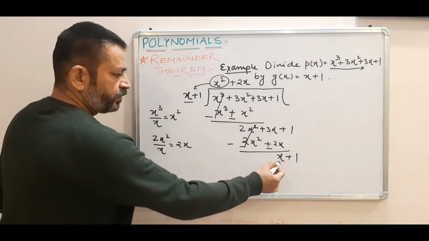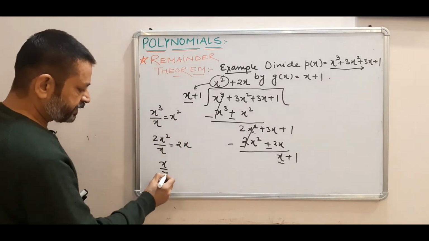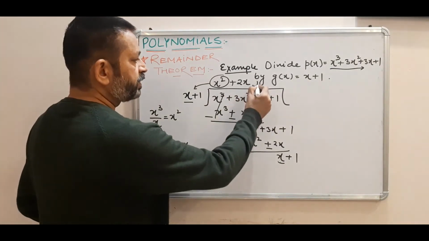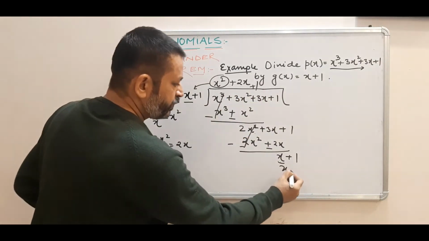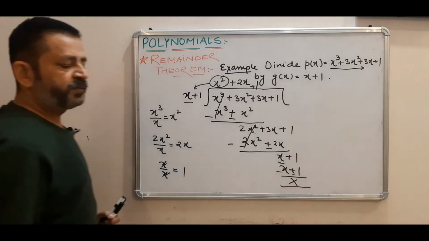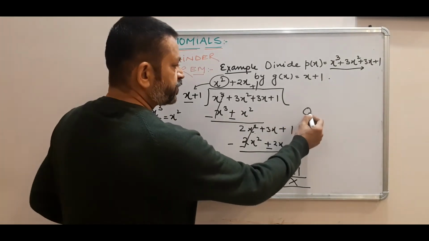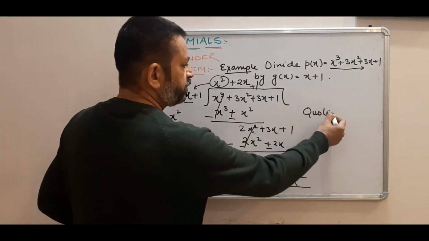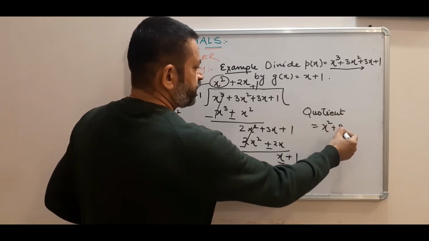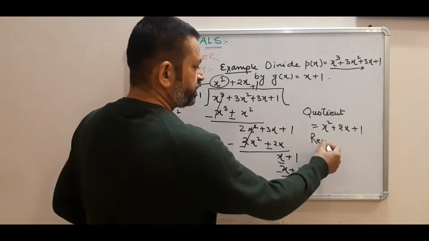Now the term of the dividend is x and the divisor's first term is x, which will give you 1. So now we'll multiply by 1, which will give you x plus 1. So when we subtract, nothing will be left. So the remainder is 0. Here your quotient will be x square plus 2x plus 1, and the remainder is 0.